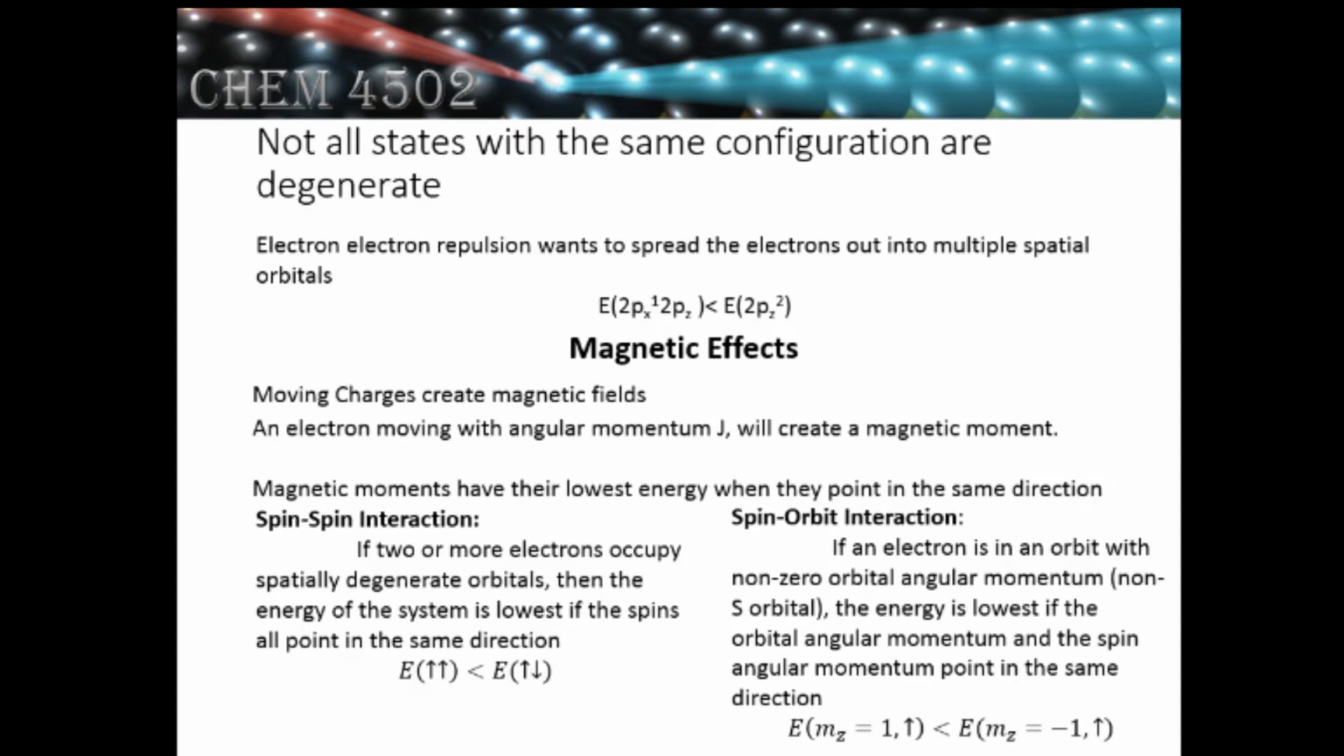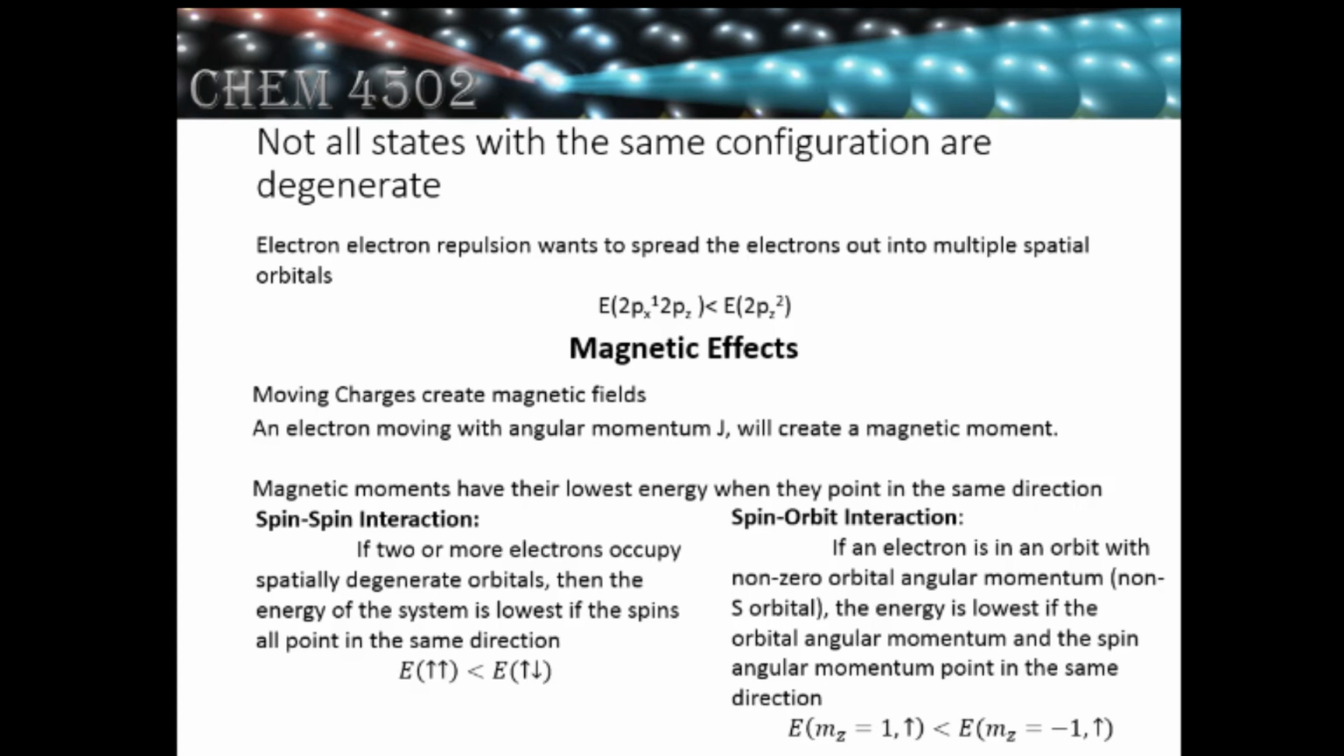And there's no way that you can get that information just by looking at the configuration. The configuration is ambiguous. It actually gets a little bit worse than that. Not only does the electron-electron repulsion tend to want to make the electrons spread out into different states within a given shell, we actually have to think about magnetic effects.